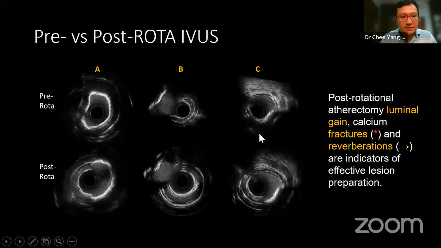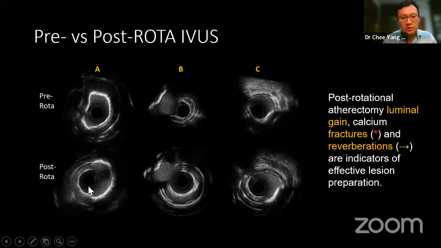These are just some examples of what IVUS images might look like before and after rota. These are co-registered segments before and after rota. Here you can see that there's a lot of concentric calcification, and after rota, you can see a chunk taken out of the calcium. That's where the rota burr has traveled. So this is what you might see after rotational atherectomy.